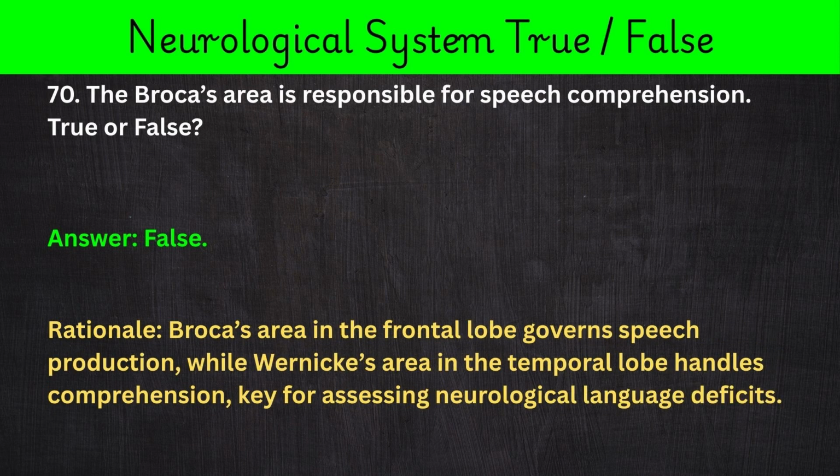70. Broca's area is responsible for speech comprehension. True or false? Answer: false. Rationale: Broca's area in the frontal lobe governs speech production, while Wernicke's area in the temporal lobe handles comprehension, key for assessing neurological language deficits.